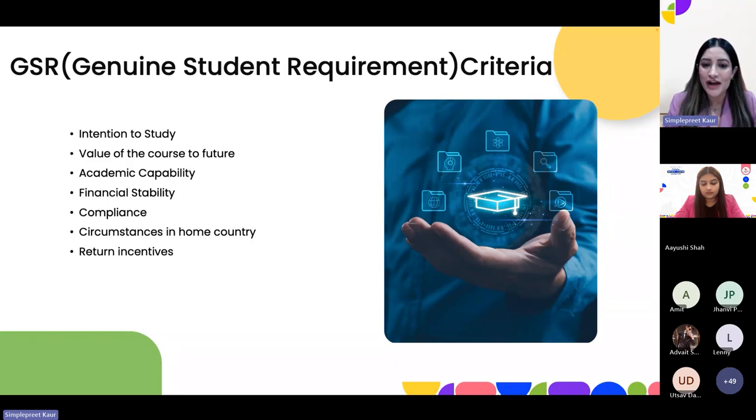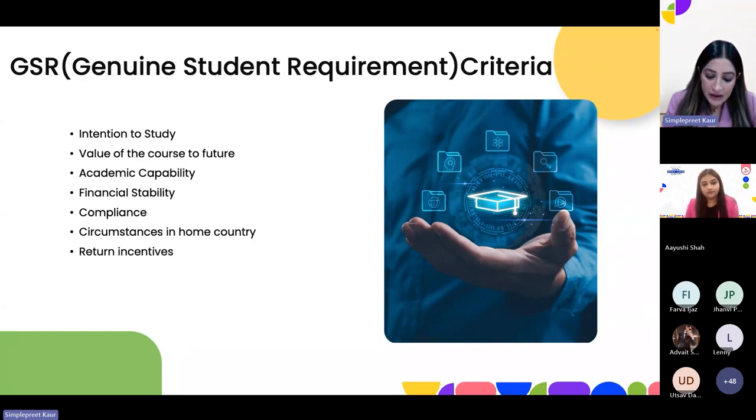And you will also have to justify how this particular course is going to align with your future goals or career goals. And you'll also have to show the return incentives to your home country, which may include your financial ties to your home country, your economic ties, your family ties, and these return incentives may include your future employment in your home country, or it may include the business opportunities you will have after the completion of your study in Australia.